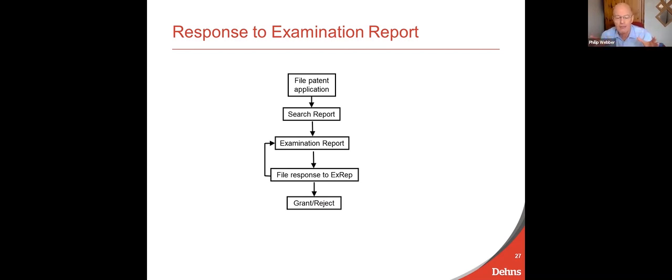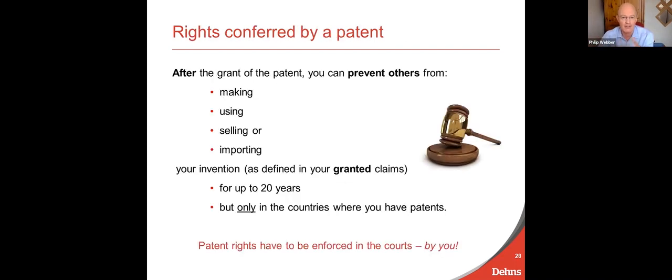Quite often we do end up amending the claims to bring them to a narrower scope, and that quite often appeases the examiners, but not always. But hopefully at the end of the day, we get the patent granted.